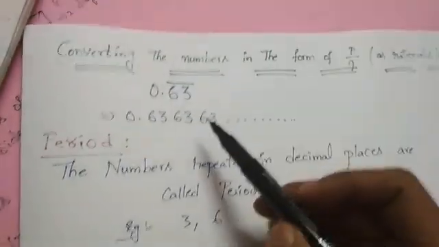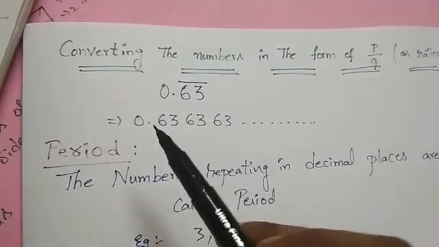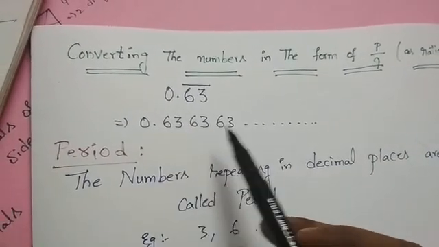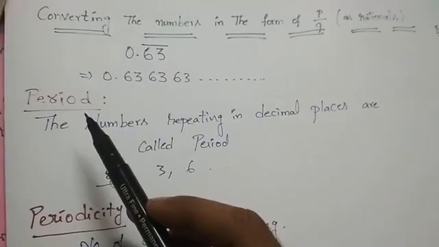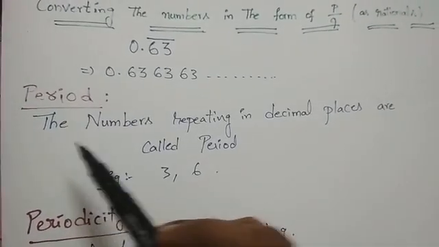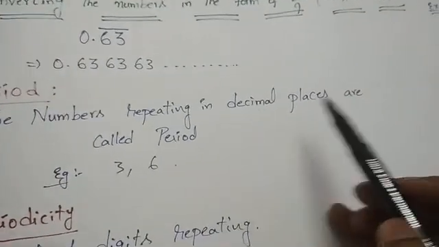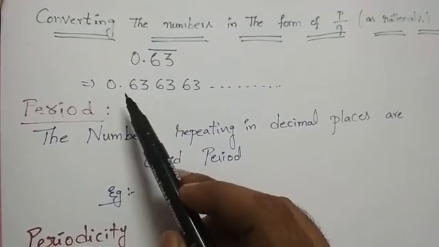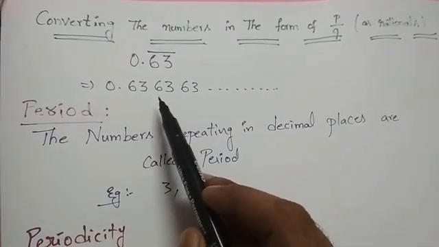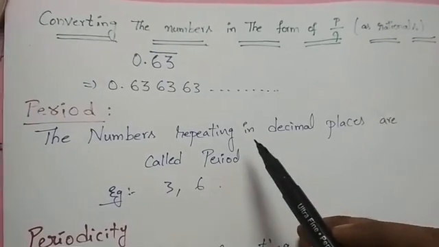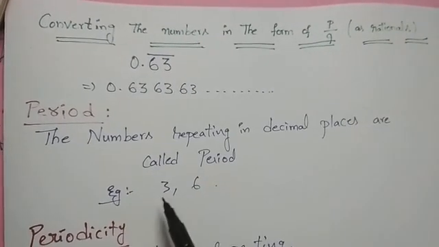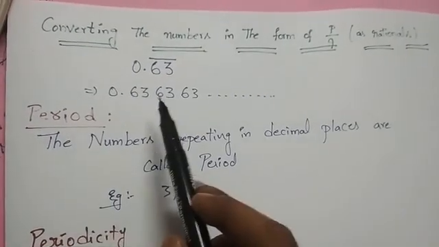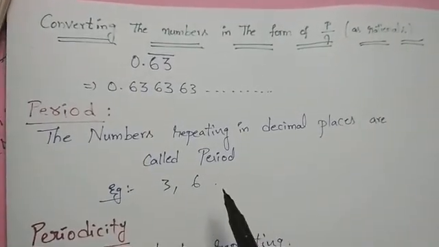See, I have taken an example 0.63 bar, that is 0.636363 and so on. Here you have to know these two words. What is that? Period. What is the meaning of period? The numbers repeating in decimal places. This is the decimal point. After the decimal point there exist some digits which are repeating. So here what are repeating? 6 and 3 are repeating. We call them the period. What is the period here? 6 and 3, or you can write 3 and 6.